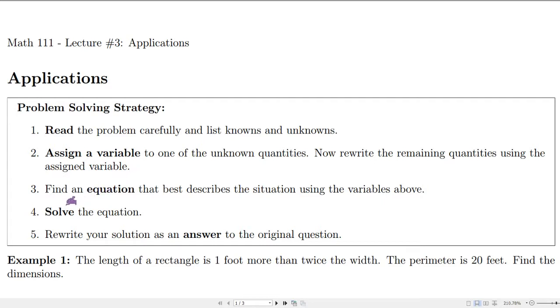Then the third step is to find some kind of equation that best describes the situation using those variables that you've just assigned. And then you'll want to solve that equation. And then once you solve that equation, you want to rewrite your solution so that it answers the original question. So let's take a look at some examples.